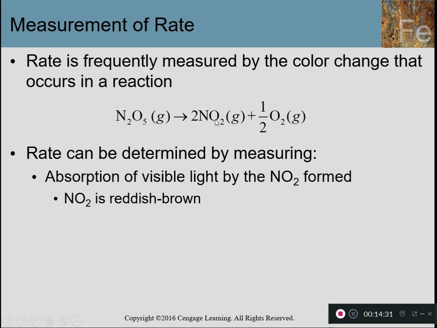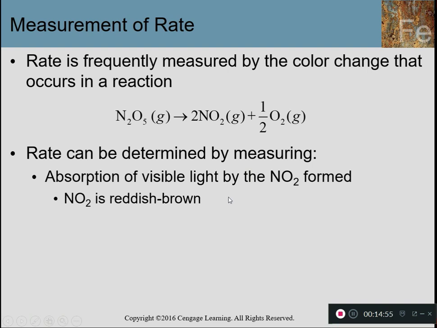So as this reaction occurs, you're going to get more and more of an intensity of a brownish red color gas. And you can measure that using what's called a colorimeter, not a calorimeter like from the last one, but a colorimeter where you send light through it and you figure out how much light is absorbed by the color. Again, one of the videos that I shared with you does a really good job of trying to explain that.